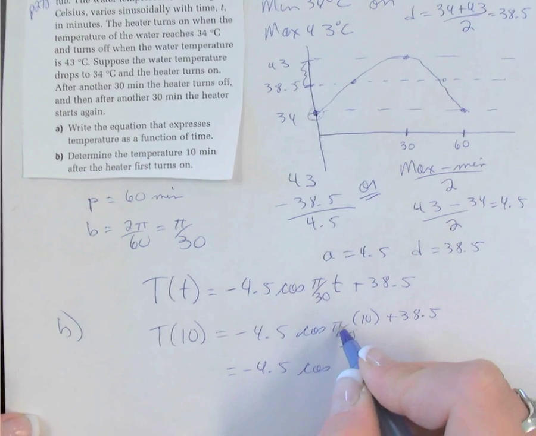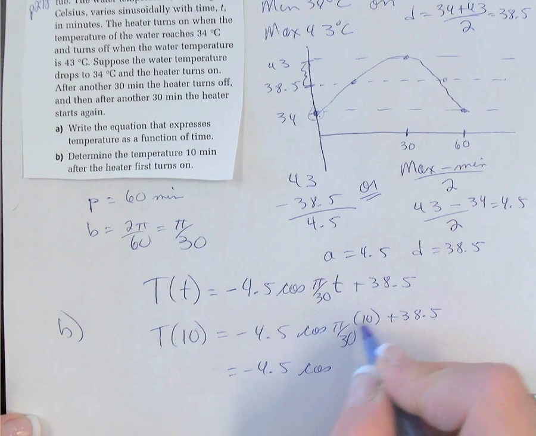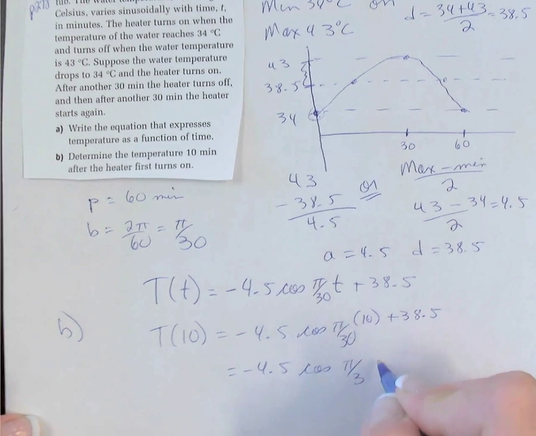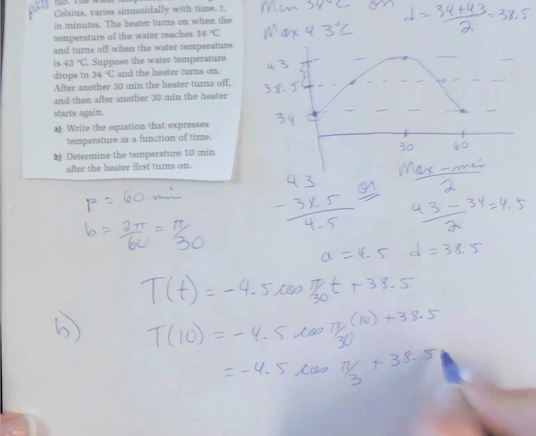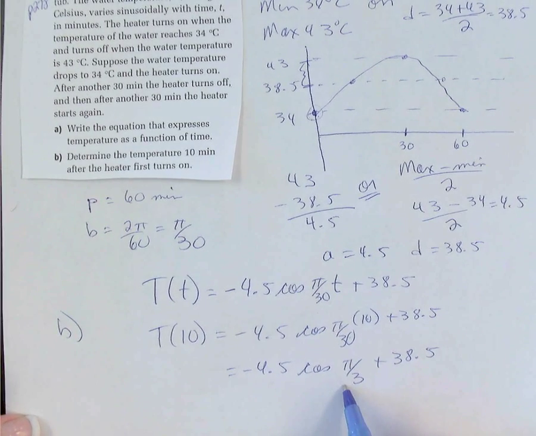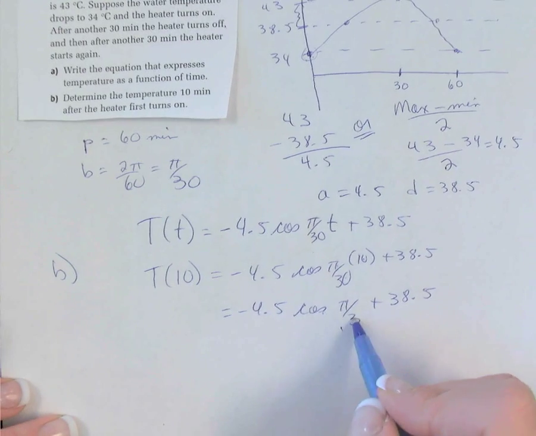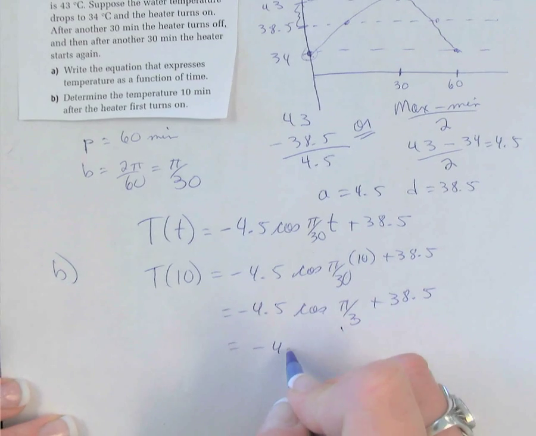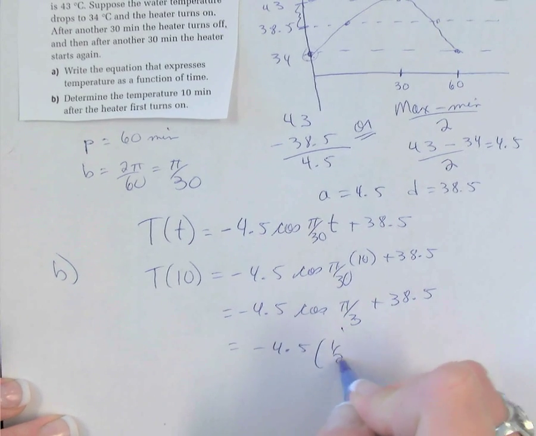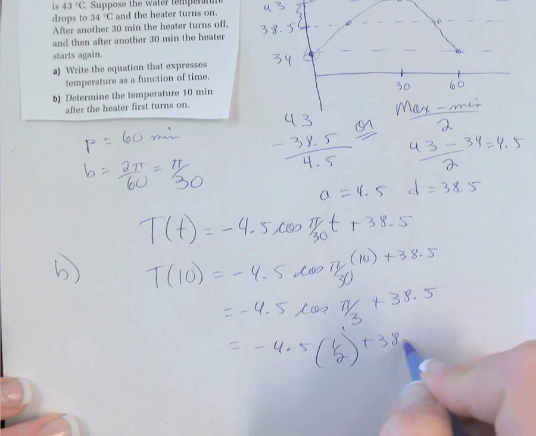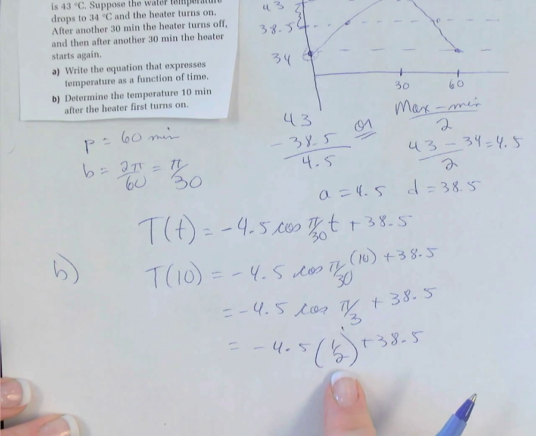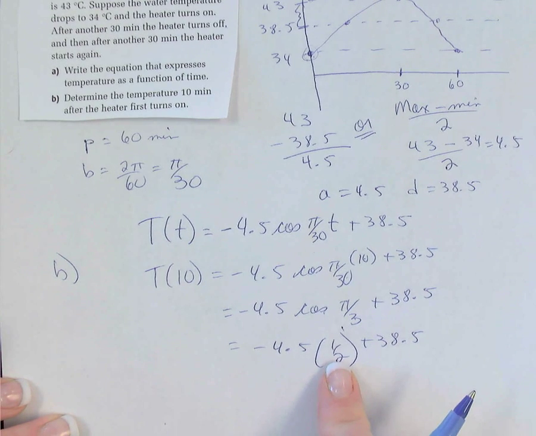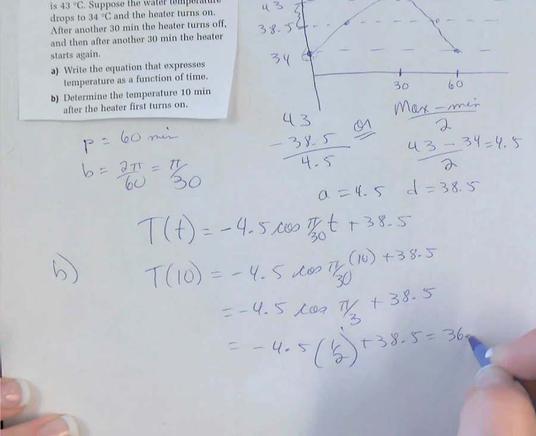Cos of 10 pi by 30 reduces to pi by 3. And we're lucky that on this one we can use our special triangle. So actually, cos pi by 3 is 1/2. So if I didn't have a calculator, I could actually figure out that as an exact value and then multiply negative 4.5 by 1/2 and add that to get 36.25 degrees Celsius.